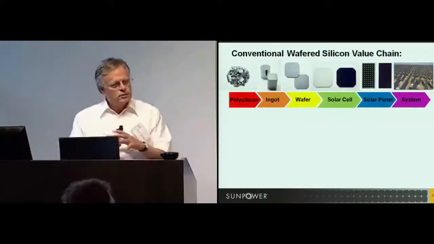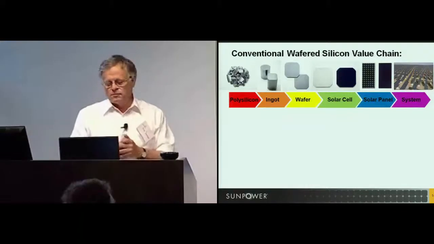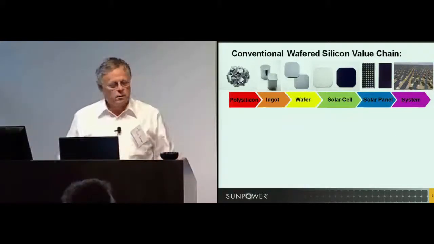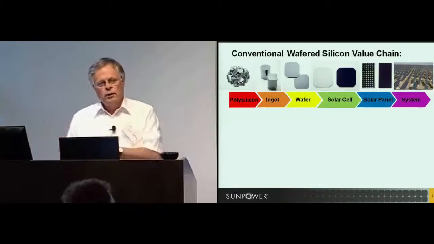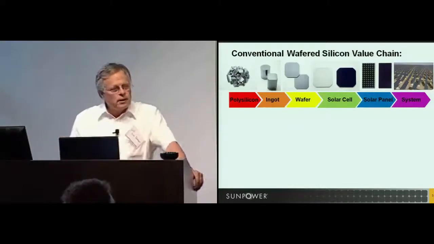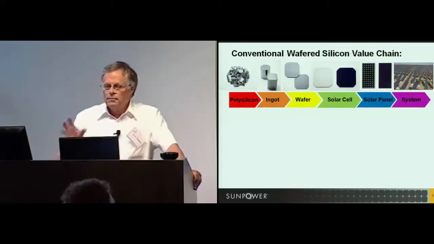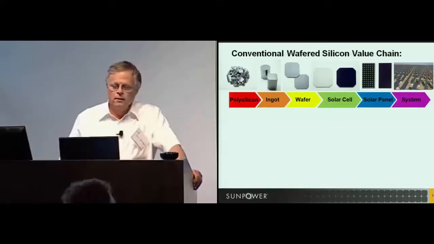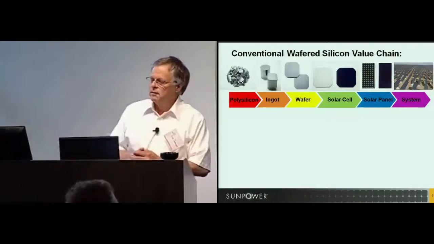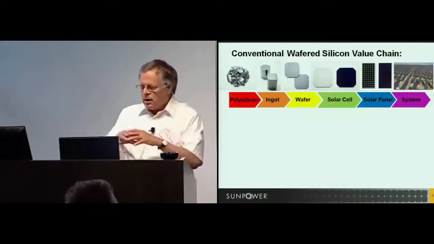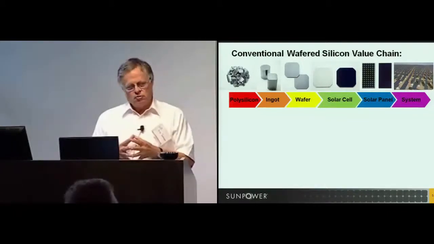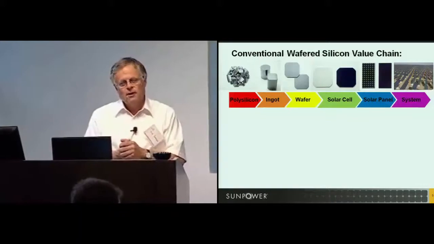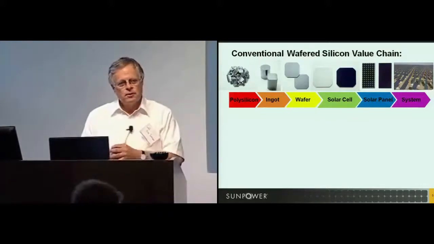This is the silicon value chain, which you're probably familiar with, starting with polysilicon, growing an ingot, slicing it into a wafer, making that wafer into a solar cell, laminating the solar cells into a panel, and finally placing the panels out in the field. This is this complex value chain that has attracted researchers to somehow come up with something simpler.